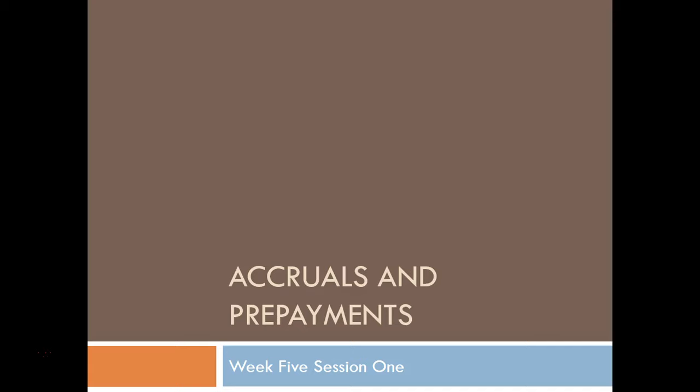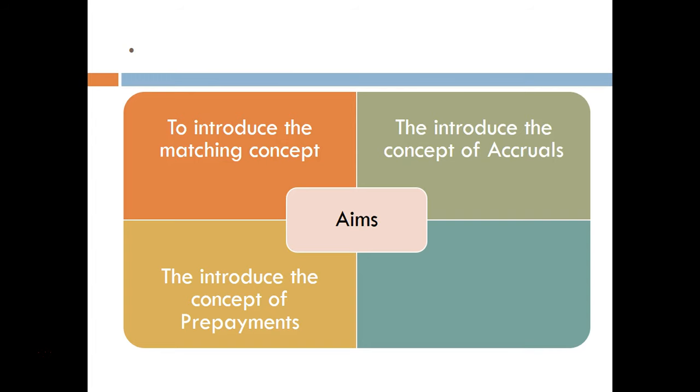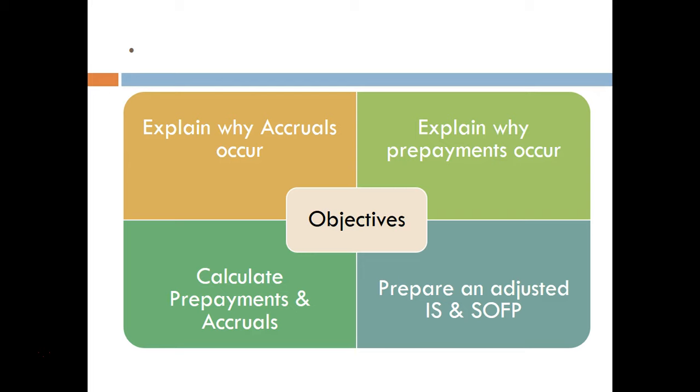And the first thing we're going to look at is this thing called accruals and prepayments. We're going to look at accruals first. So we're going to be talking about the matching concept, and we're going to talk about the accruals concept, and we'll also discuss what we mean by prepayments. Why do accruals occur? And how do we adjust the income statement and the statement of financial position to take into account these adjustments.